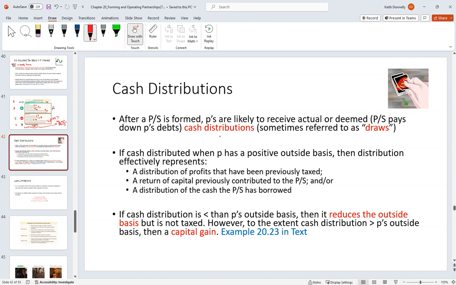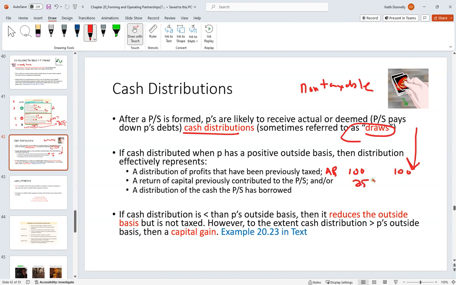Okay, so this is just saying distributions, right? Sometimes that's called a draw. This is going to reduce your basis. And it's also going to be non-taxable to the extent of your basis. So let's look at two scenarios here. Let's say you have adjusted basis of 100 and 100. Here you get a $25 distribution, right? That takes you down to 75 bucks.